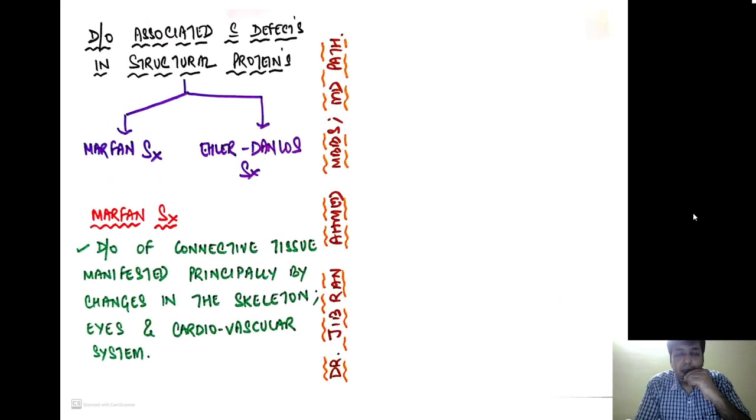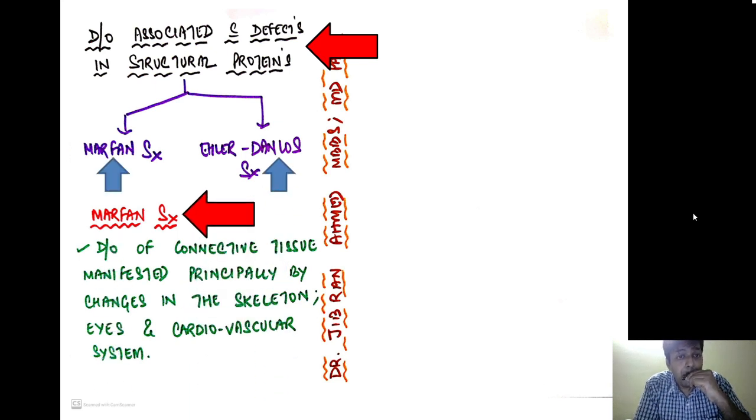So Marfan syndrome. If you have seen the previous lecture, you must have seen that autosomal dominant disorders basically affect those kinds of proteins which are structural proteins and receptor proteins. So two autosomal dominant disorders in which the structural proteins are affected are Marfan syndrome and Ehlers-Danlos syndrome. So we start with Marfan syndrome.